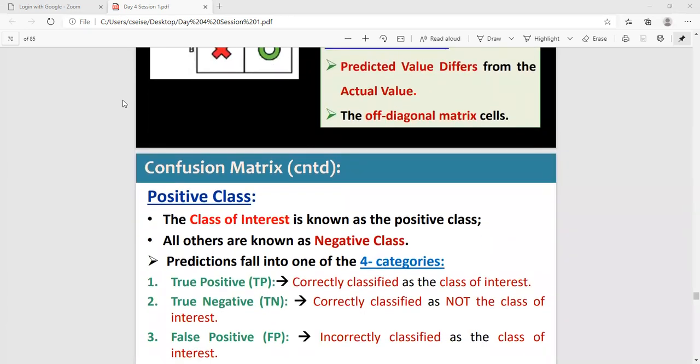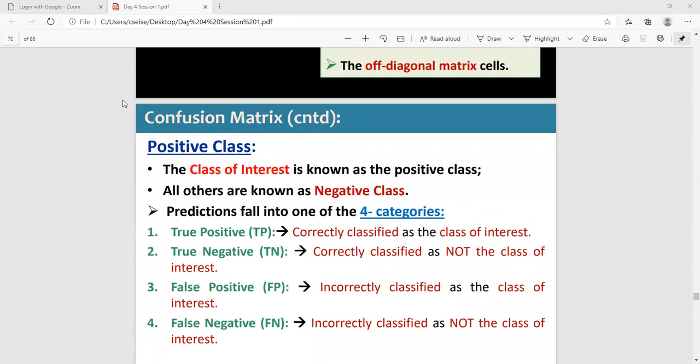So come to the positive class. In a confusion matrix, the class of interest is known as the positive class. If there is a correct classification, it is called positive. All others are called misclassified, or negative classes.